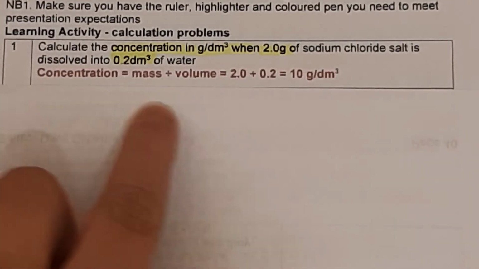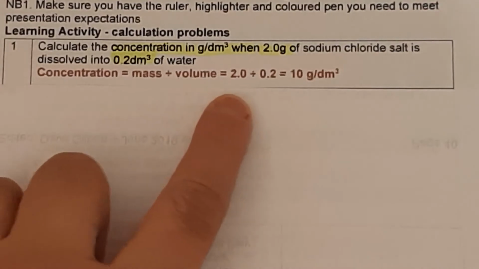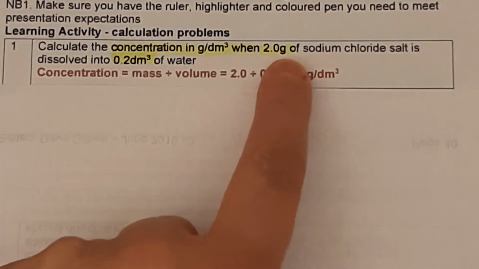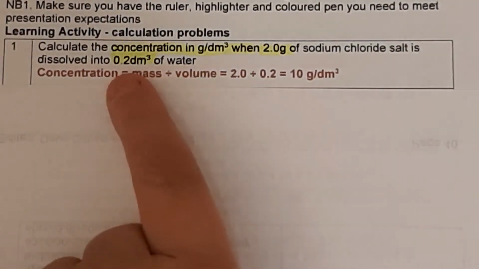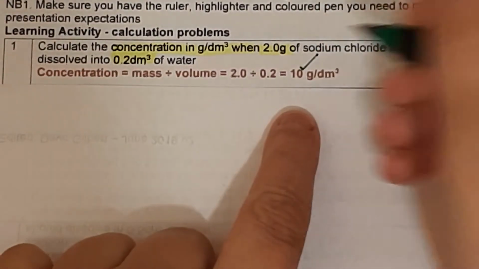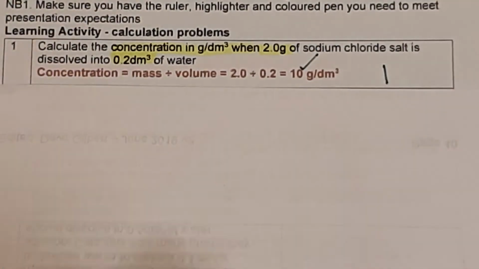So concentration is mass divided by volume, and then that is 2 divided by 0.2. The 2 comes from the grams, that's the mass, and the volume is 0.2 decameters cubed, giving us an answer of 10 grams per decameter cubed. So that's worth 1 mark.